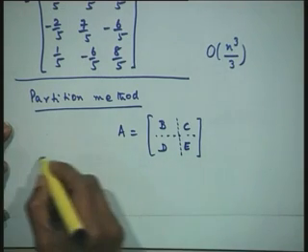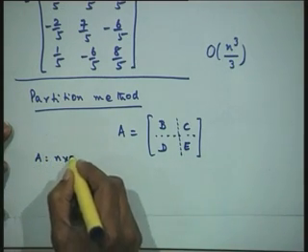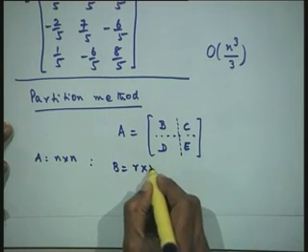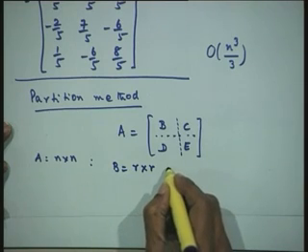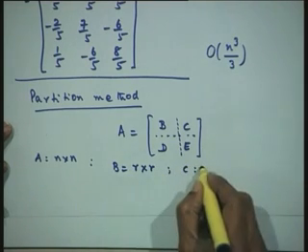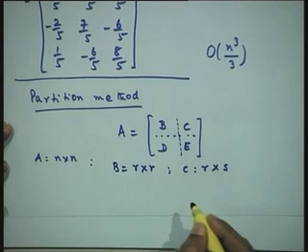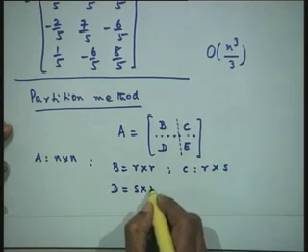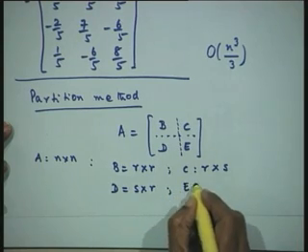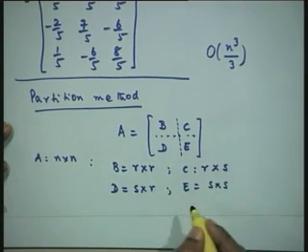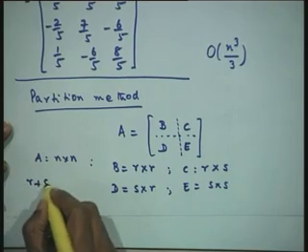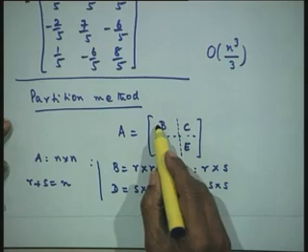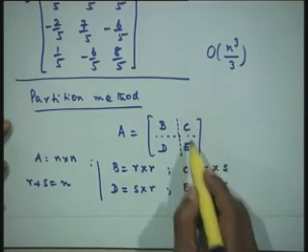Now let us take A as an n into n matrix. So I can take B as an R into R matrix, and C has the same rows, therefore R into S. D is S into R, and E is S into S, so that R plus S is equal to n. So this is the R rows, S rows here, and similarly the columns here.